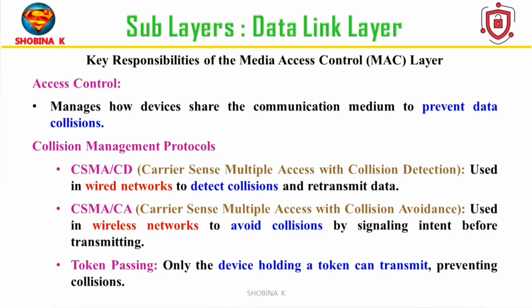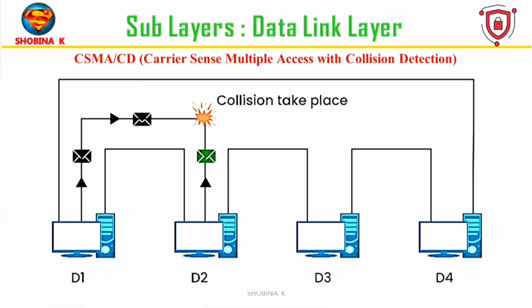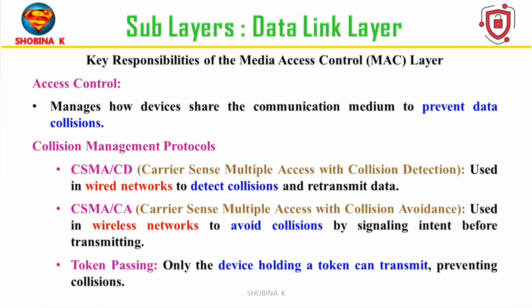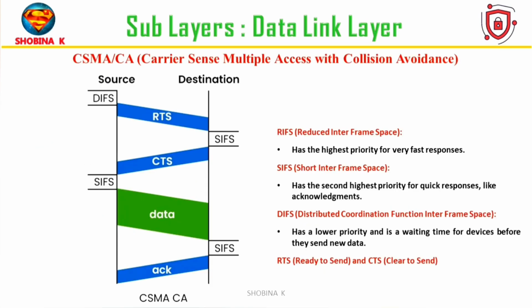And here are some common protocols. CSMA/CD protocol is used in wired networks like Ethernet. It detects collisions in wired networks and retransmits data if a collision occurs. CSMA/CA protocol is used in wireless networks like Wi-Fi, which avoids collision in wireless network by signaling before sending data.